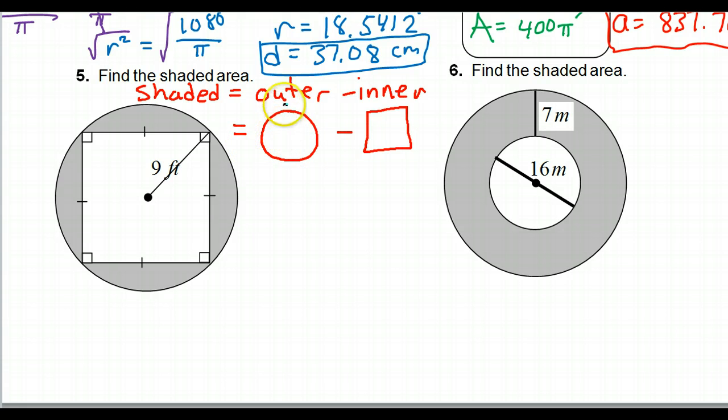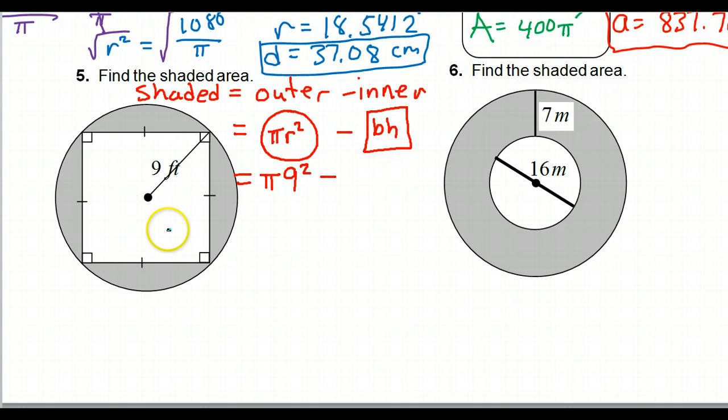Now keep in mind the formulas. For a circle, the area is pi r squared, so I'll be doing that. For a square, the area is base times height, so I will be doing that. Now the circle part is easy because all we need is a radius, and there it is. So this is going to be pi times 9 squared. So we're all set up for that.